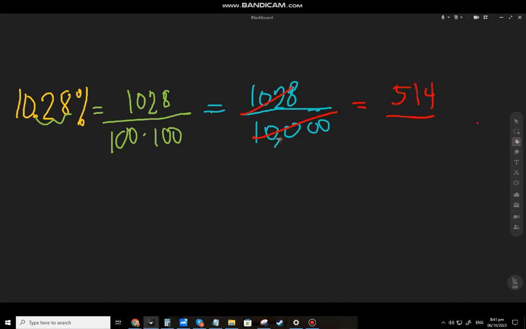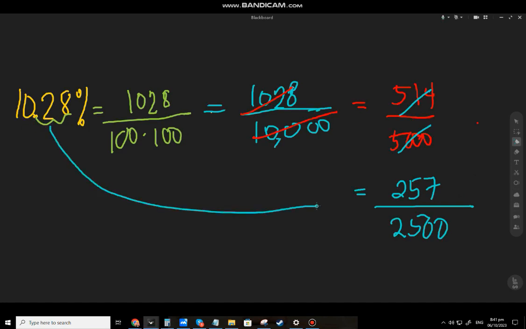And 10,000 is 5,000. Both are still even numbers. So 514 will be 257. Yes, okay. And 5,000 will be 2,500. And there you have it. So for the 10.28%, if you're going to convert it to fractions, the answer will be 257 over 2,500.